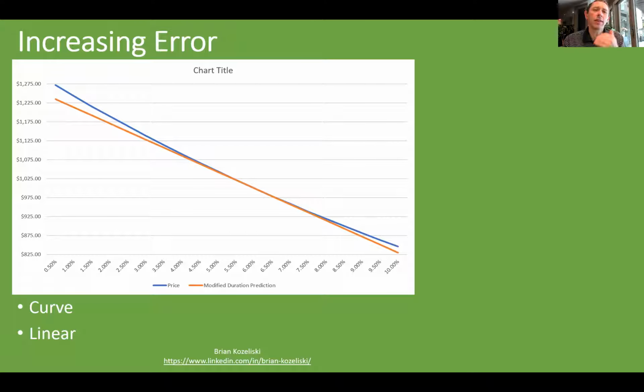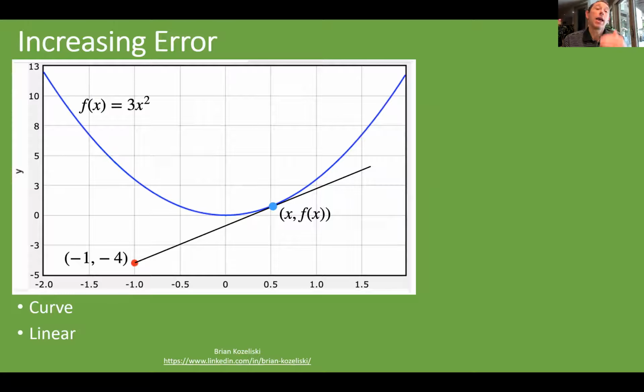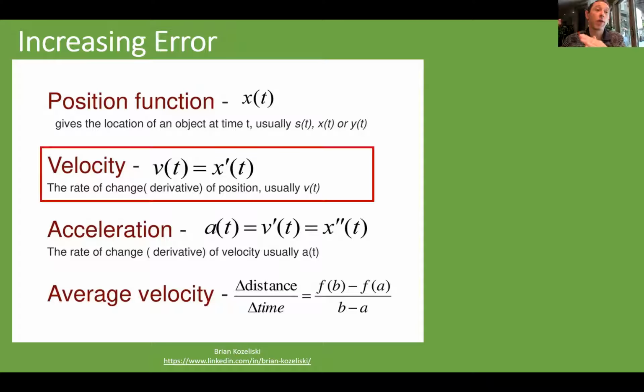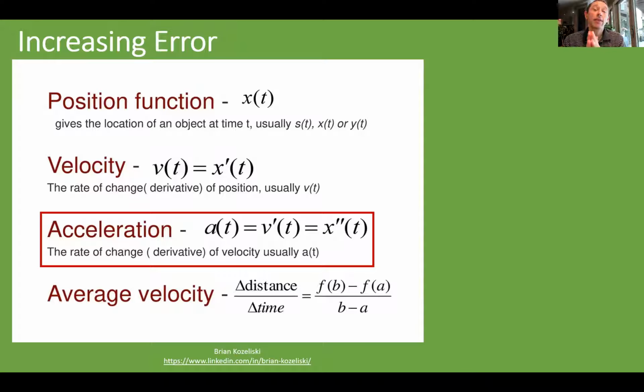But we can see that this looks a lot like something maybe some of us are familiar with. It looks a little bit like the tangent to a curve, and that is in fact exactly what we're getting here. Now, if you want to go further back, put on your calculus hat, think about a function x of t. You take the derivative of that, you get velocity. That's the tangent to the curve at that point, the slope of the curve. So that right here, that is in fact duration. Now, if we take the second derivative of that, we get acceleration, and that is in fact what we get if we look at convexity.